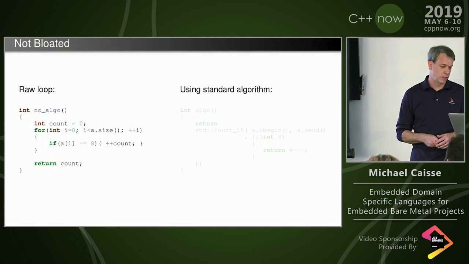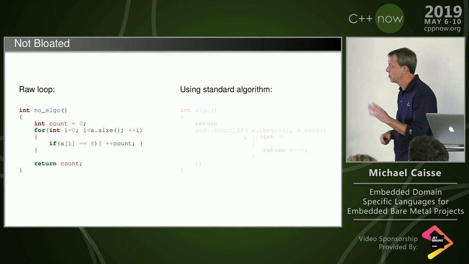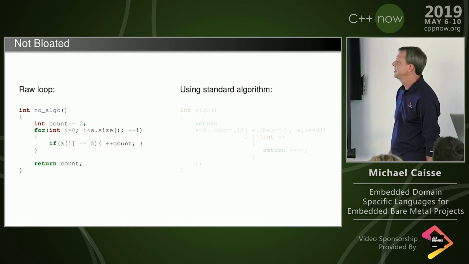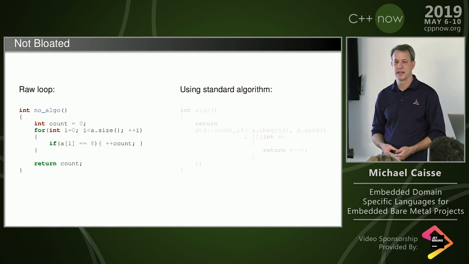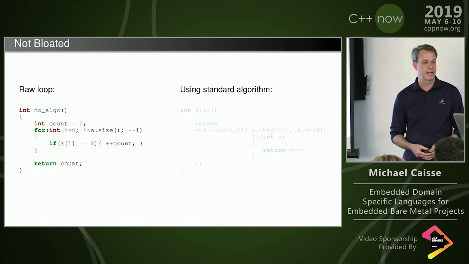All right, here's a raw loop on your left-hand side here. It's just going to go ahead and count how many 8s we have, and it will let us know how many 8s we have. All right?